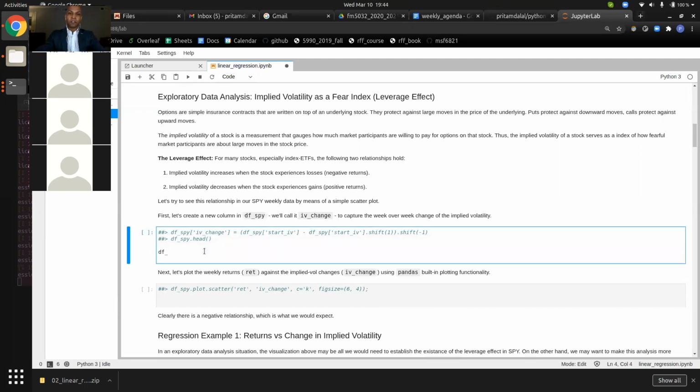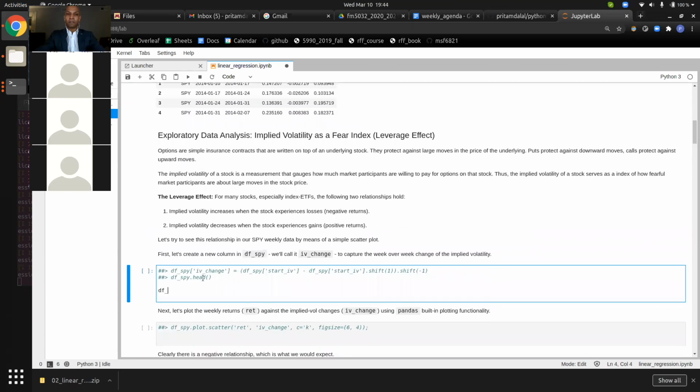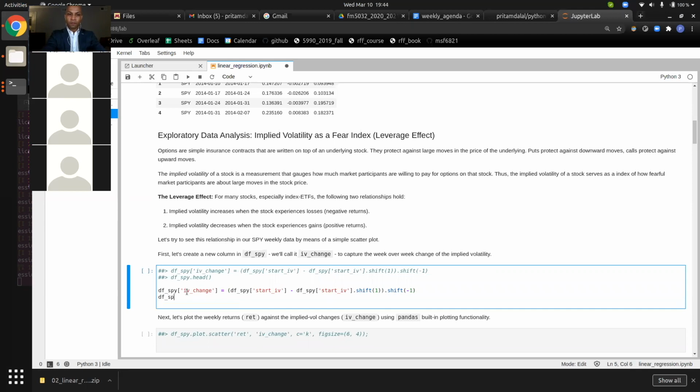So the first thing we need to do is add a column to this data frame that tracks the changes between these start IVs. So df_SPY, we're going to call it IV_change, equals df_SPY start_IV minus df_SPY start_IV.shift(1), shift(-1) df_SPY.